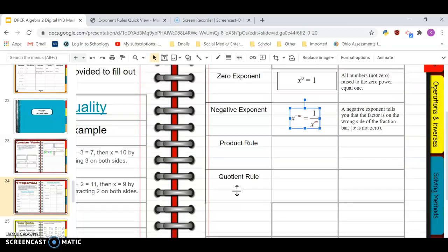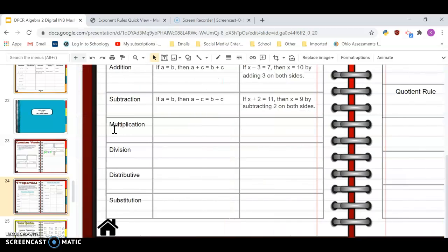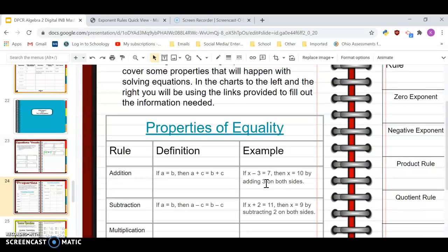You guys are going to go through and knock out the other rules here, as well as the other rules here on your own. All right, good luck, folks.